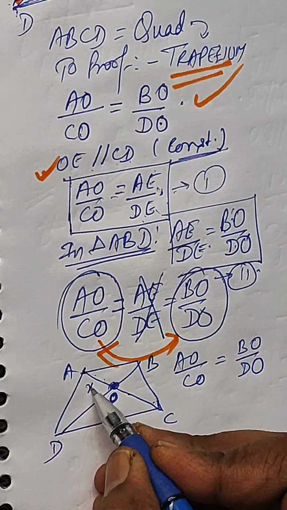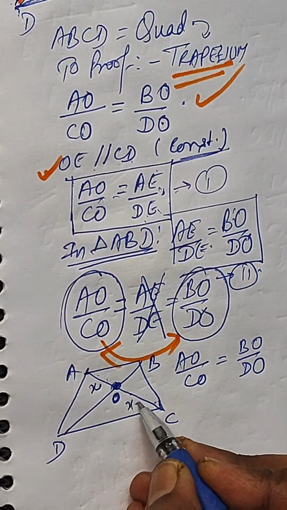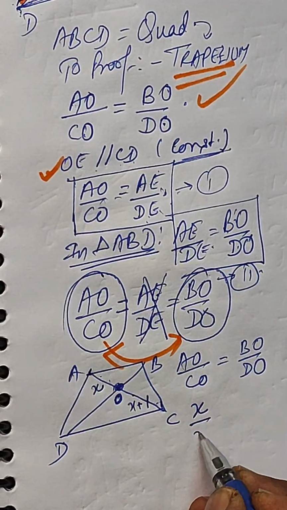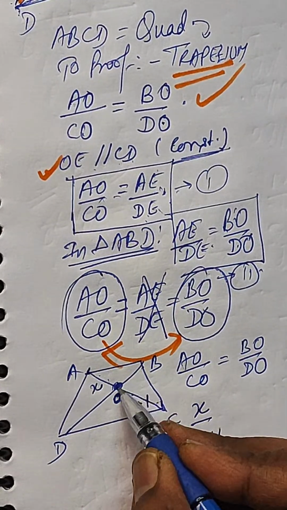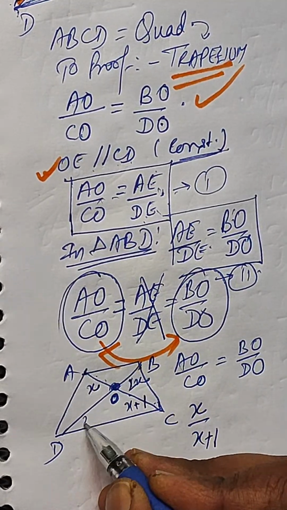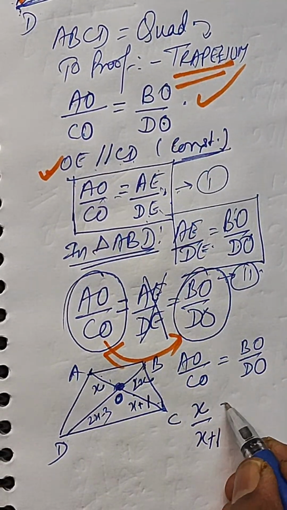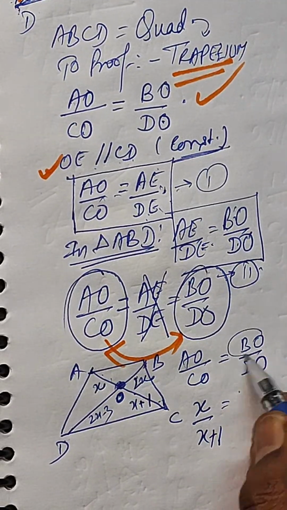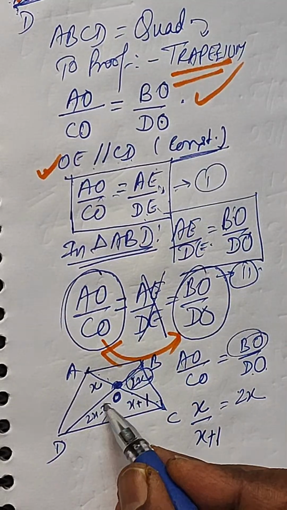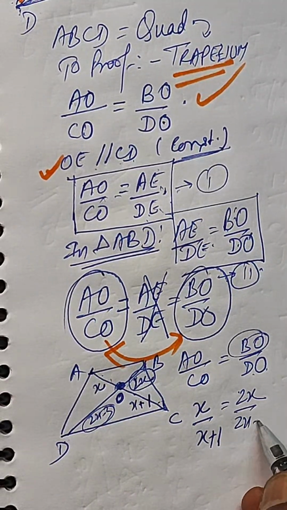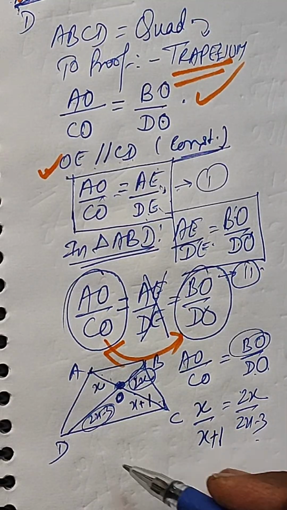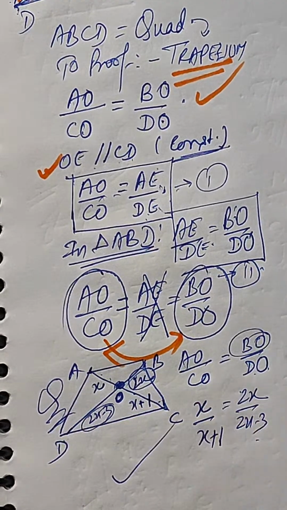Suppose AO is given as X, CO is given as X plus 1. So just write X by X plus 1, and BO is given as maybe 2X, and DO is 2X minus 3. So just write 2X instead of BO, and instead of DO, just write 2X minus 3. And just solve it, you will get the value of X and correspondingly the rest. Such questions can come.